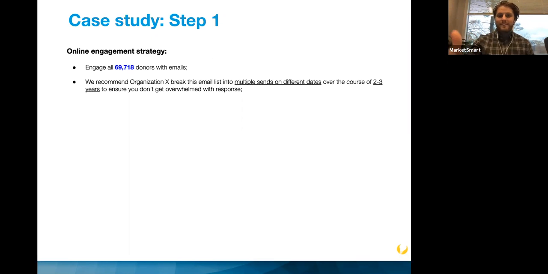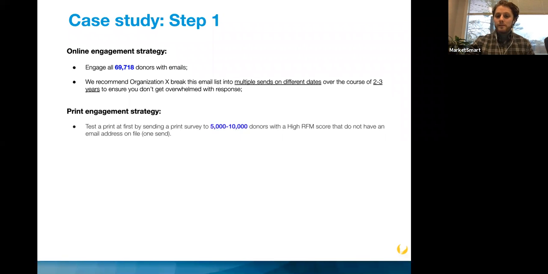Getting a little ahead of myself, but you can see here we're going to engage all 70,000 people. Now on the print side, it's a little bit different. We all know sending a piece of mail is expensive. So we usually make these types of recommendations that you're seeing here. We only want to send that print engagement effort out to 5 or maybe 10,000 people, to a much smaller segment, even though this organization has hundreds of thousands of folks on file.